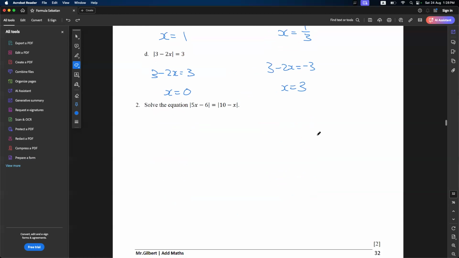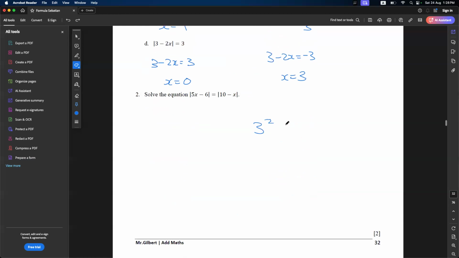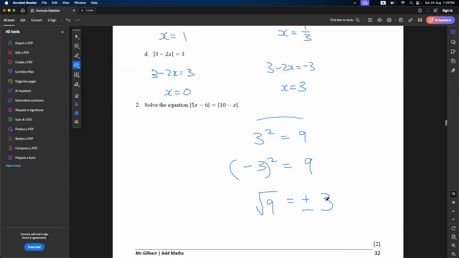For example, what I mean is 3 squared is equal to 9, and negative 3 squared is also equal to 9. So if I square root 9, I can either get positive or negative 3. That's the logic, correct or not? Okay. With the modulus, it actually works the same. You can square both sides using this logic here, positive, negative. You can square both sides.